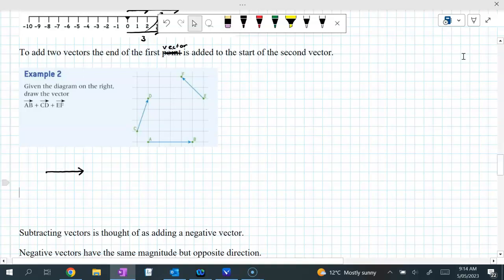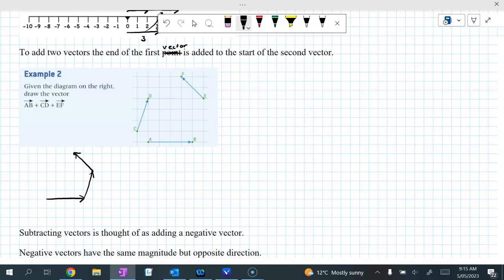And then what I've been asked to do is add CD. So that goes across 1 and up 3. So I'm going to put CD at the end of AB. So I start from this point, I go 1 across and 3 up. And so then that's CD. I've actually run out of space, so I'll just adjust that. And then finally EF. So I start from the end of CD and then I go across 2 and up 2. And so then that is adding the 3 vectors.